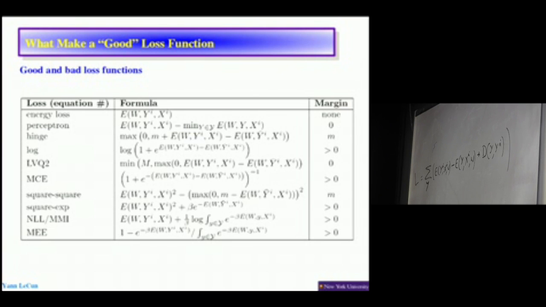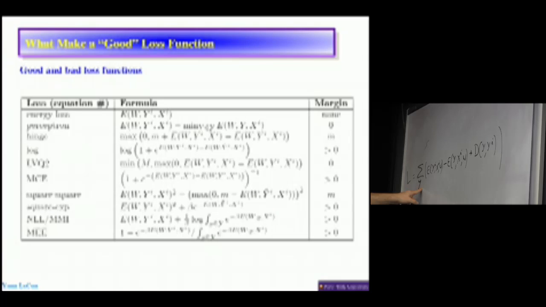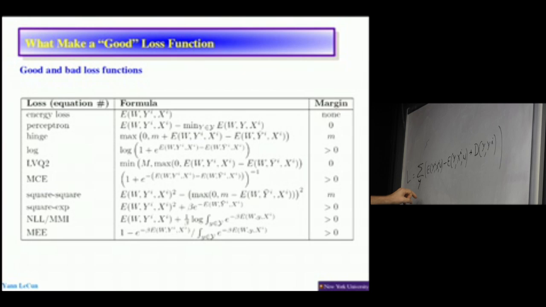Let me repeat for those of you who are far away who can't read. Can you read down there? Okay, vaguely. So this is the energy of the correct answer. This is the energy of some answer. In fact, we're going to sum over all answers here. This could be an integral if y were continuous. And then we're going to have a penalty function here that tells us how we think y is different from yi.